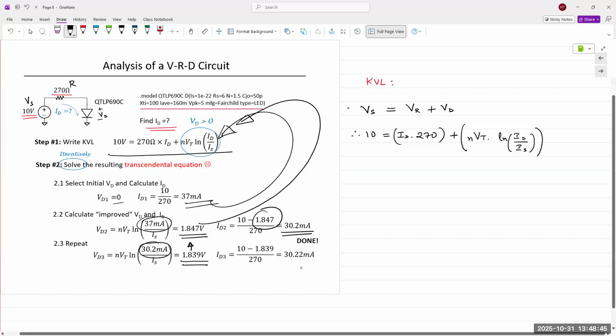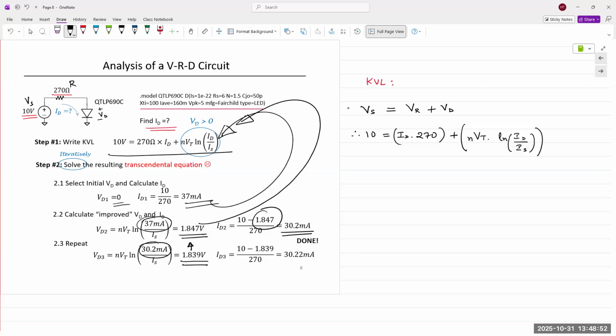First, we started with 0, obtained 37, plugged in 37, obtained diode voltage. So what we are doing here is we picked a starting point. Our starting point was diode voltage. So let me just draw kind of like a flow chart here so it makes sense.